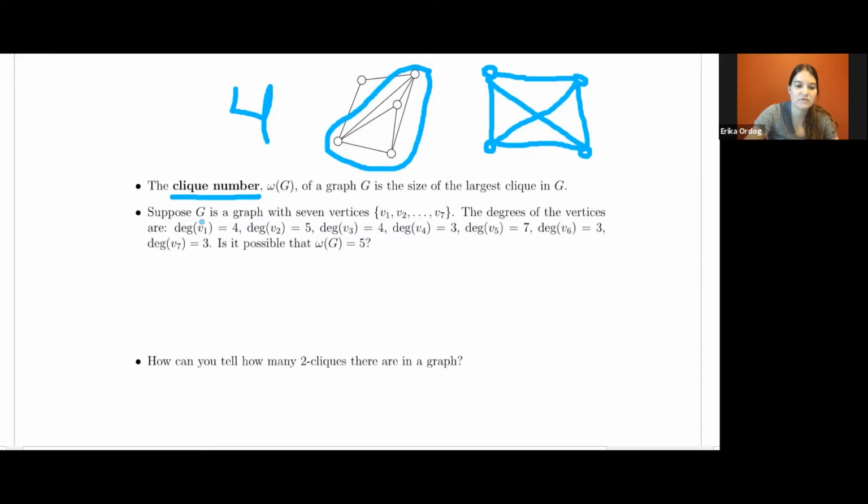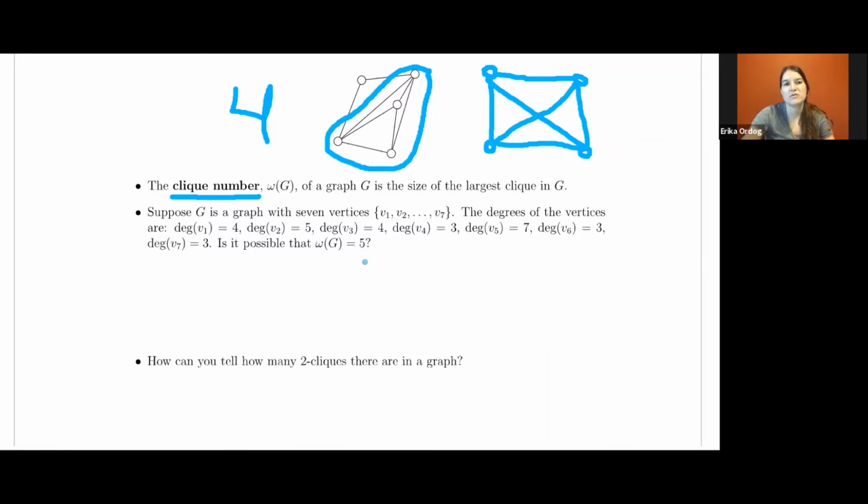So let's say we have a graph G, and it has 7 vertices labeled V1, V2 through V7. And the degrees of the vertices are listed here. So is it possible that the clique number, omega of G, is 5? Why don't you pause and think about that? Okay, welcome back. So is it possible for the clique number to be 5?